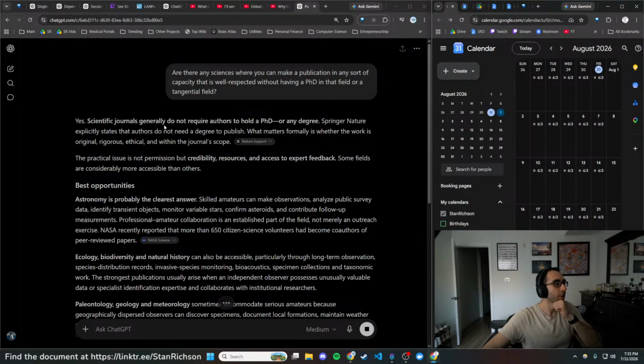Yes, scientific journals generally do not require authors to hold a PhD or any degree. Springer Nature explicitly states that authors do not need a degree to publish. What matters formally is whether the work is original, rigorous, ethical, and within the journal's scope.